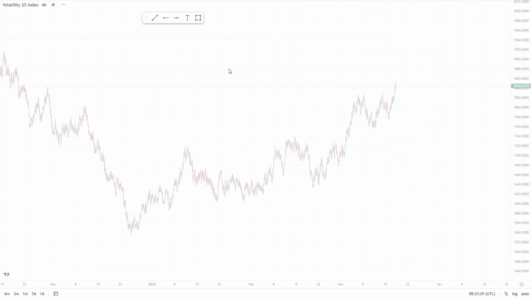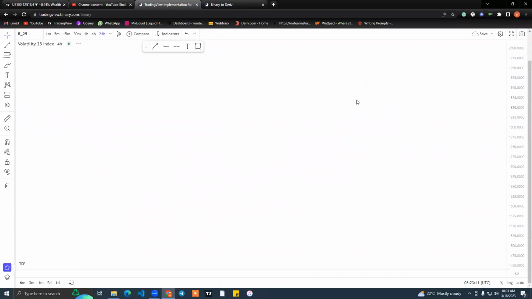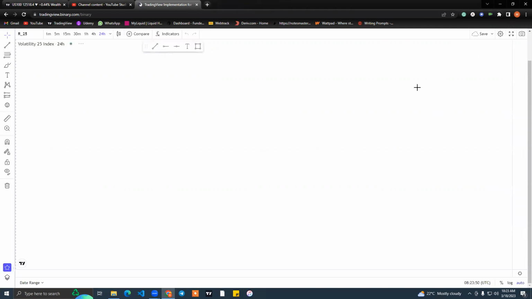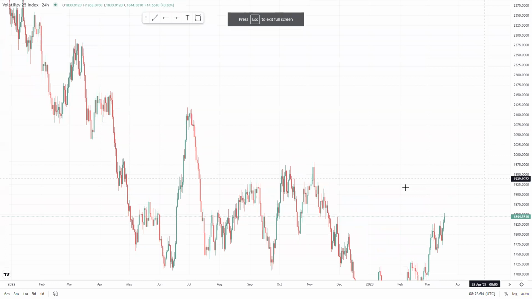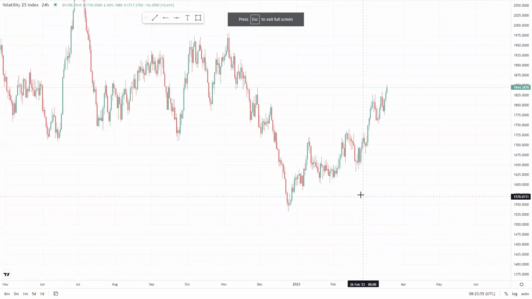Pardon me, these days this daily TradingView implementation for daily or synthetic indices has been a little bit slow. So let's wait. I'll just have to refresh it so that we are on a daily time frame.